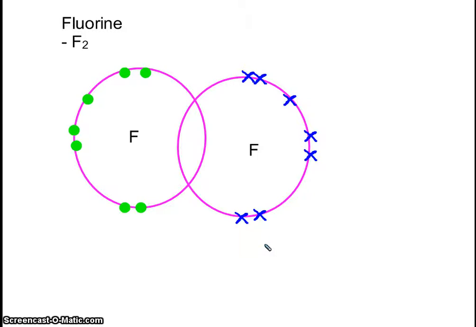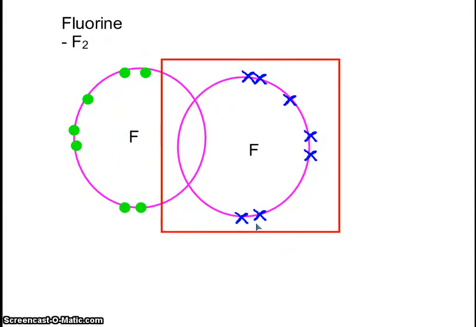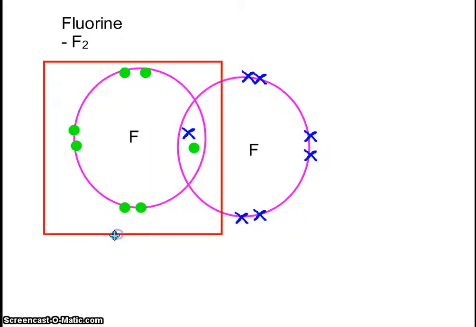Here's fluorine. This atom here, it's only got 7 electrons. 1, 2, 3, 4, 5, 6, 7. So is this one. There's nowhere to steal electrons from. So instead, they share. Now this one's got 1, 2, 3, 4, 5, 6, 7, 8. And so is this one.